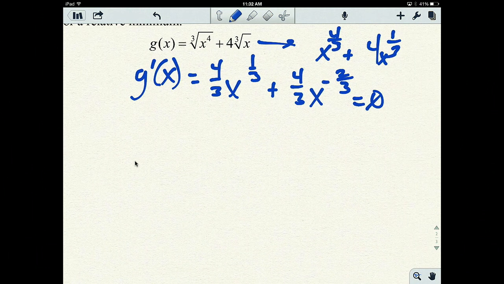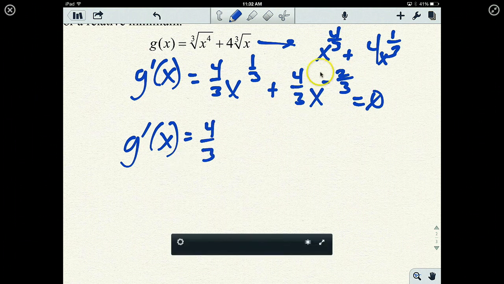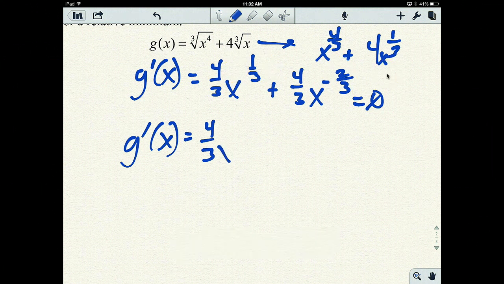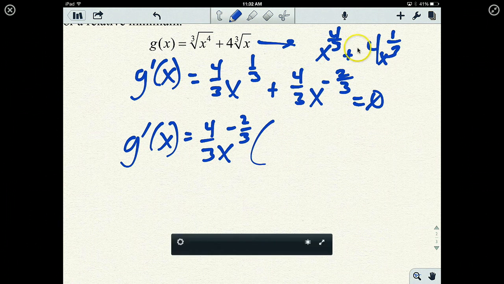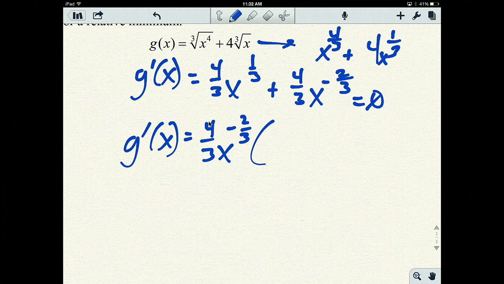But in this particular problem, I think you all understand that they both have a 4/3, and they both actually have an x to the negative 2/3. Think of negative 2/3 as the smallest number between these exponents, so I could take out an x to the negative 2/3. Okay. When I factor out an x to the negative 2/3, when I subtract 1/3 minus negative 2/3, that becomes 3/3, or just x. Okay. And if you don't believe me, try it yourself.